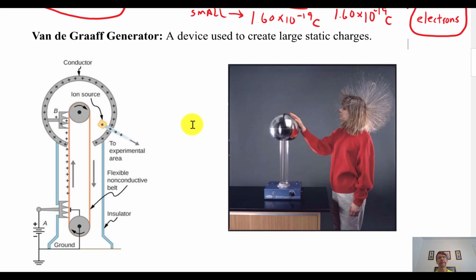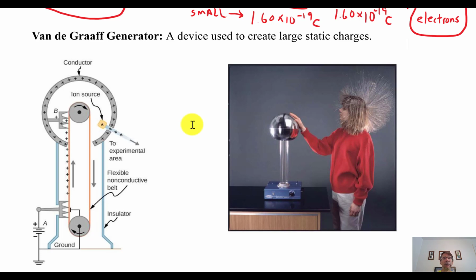Very famous experiment. And these things are kind of fun in class. I have one in my own class. They give you little shocks. Some people like that, some people hate it. It doesn't always feel good. And they actually generate high voltages. We'll talk more about voltage in the next unit, but they're fun. And I'll show you a demonstration in a few minutes with this Van de Graaff generator.